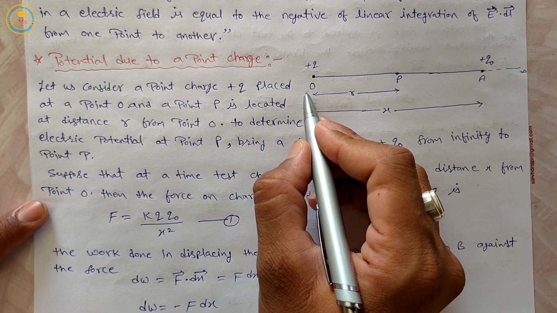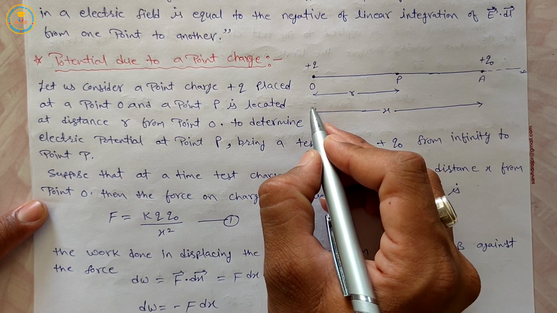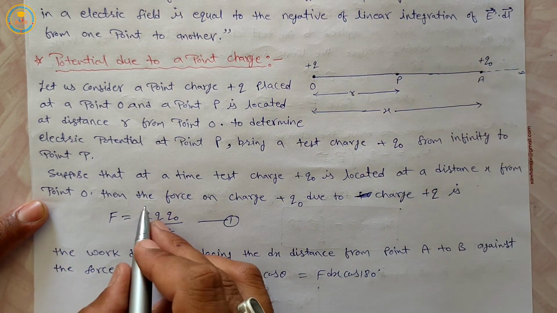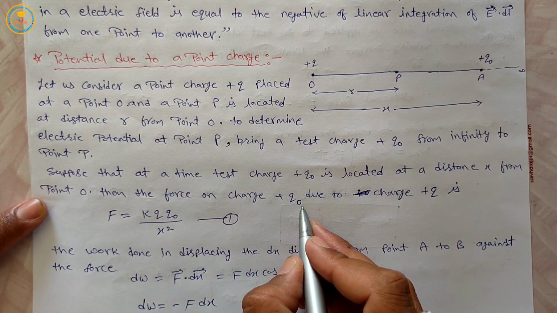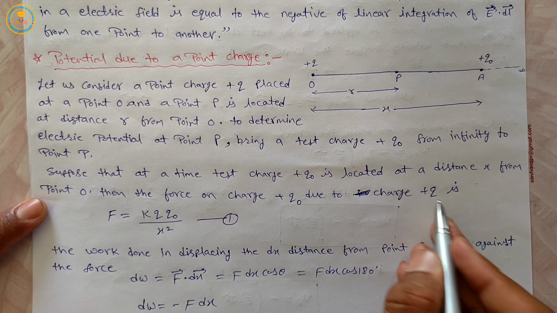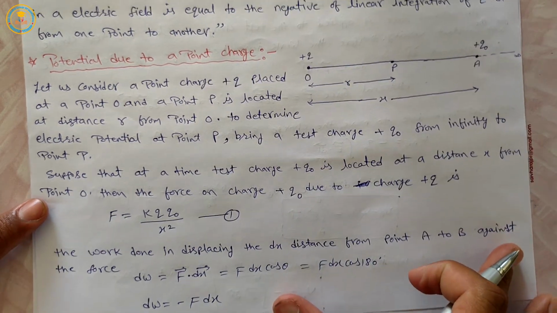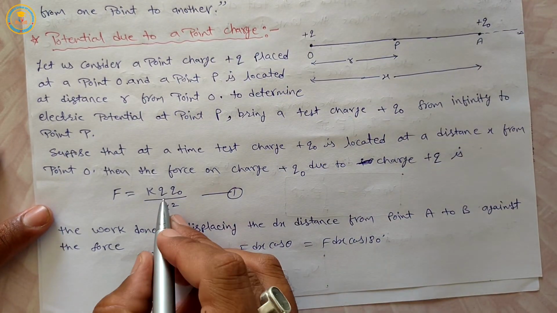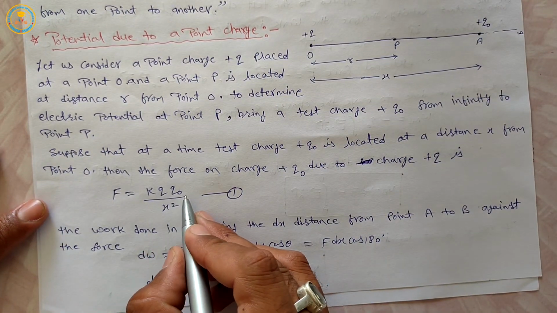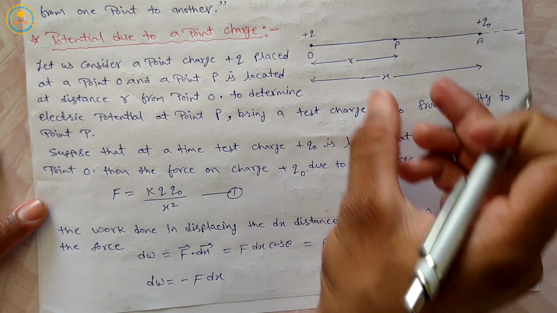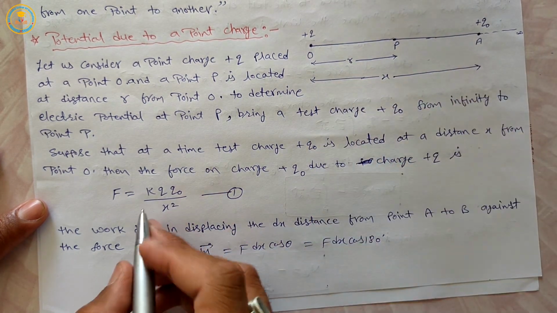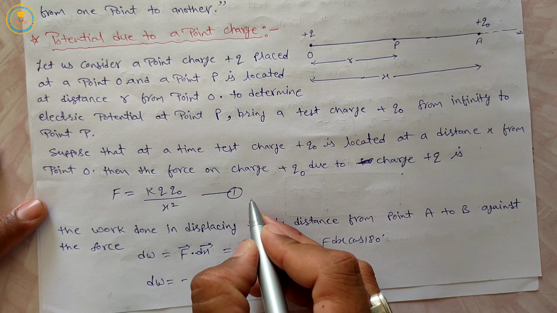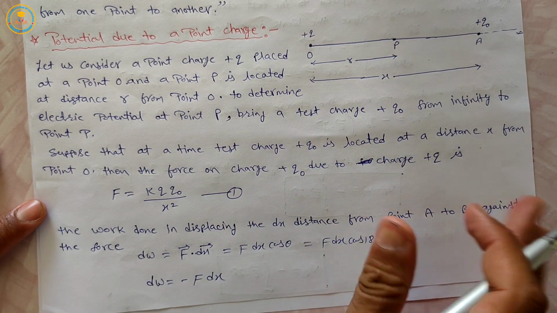So the electric force applying on this charge is the Coulomb force. Then the force on charge plus Q naught due to charge plus Q, according to Coulomb's law, F is equal to K Q1 Q2 upon R square. Here Q1 is equal to Q, Q2 is equal to Q naught, and R is equal to this distance x. So F is equal to K Q Q naught upon x square. This is equation number 1.